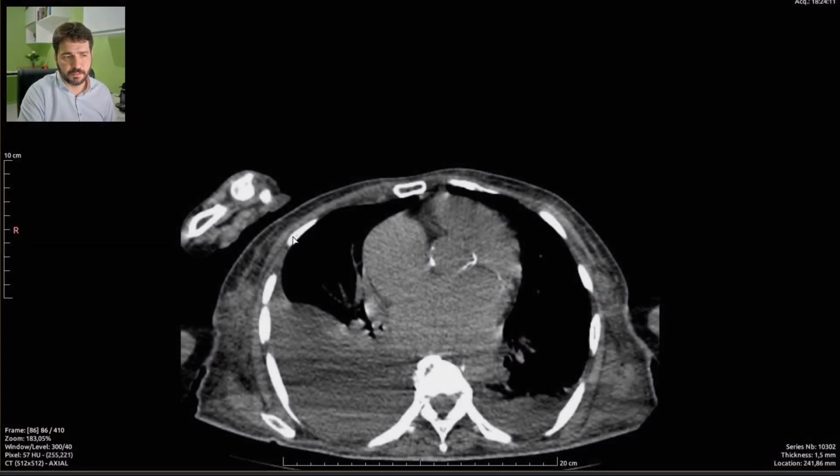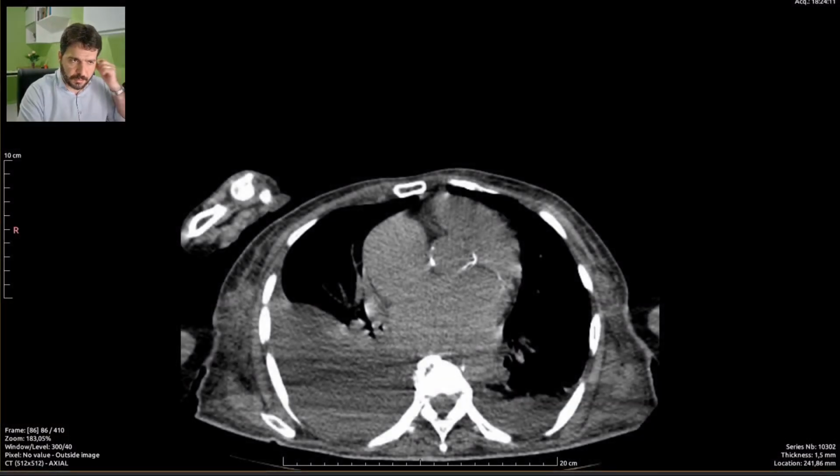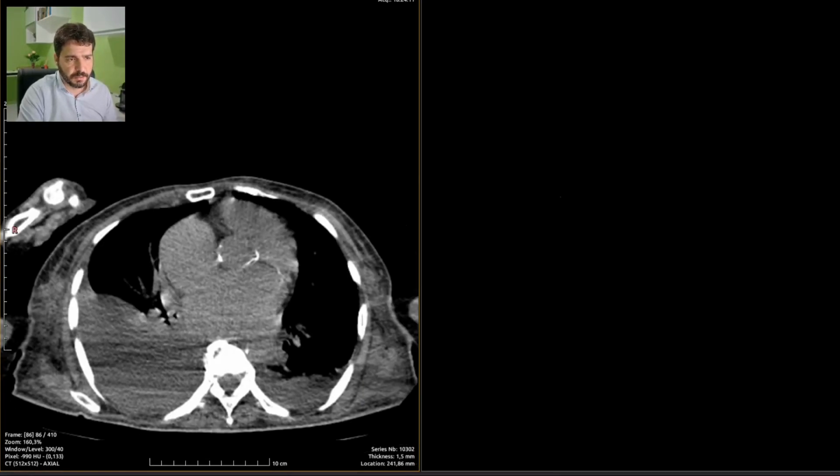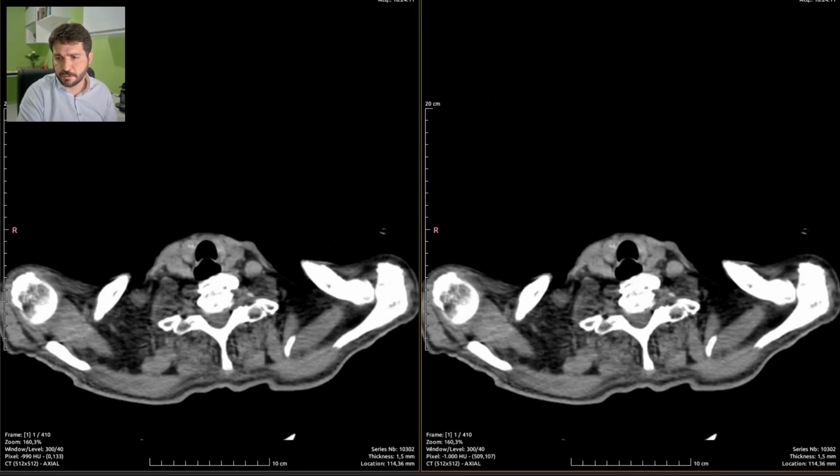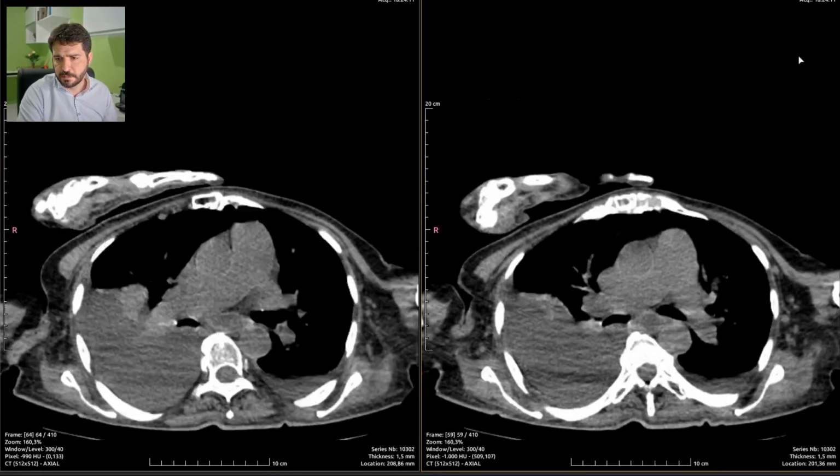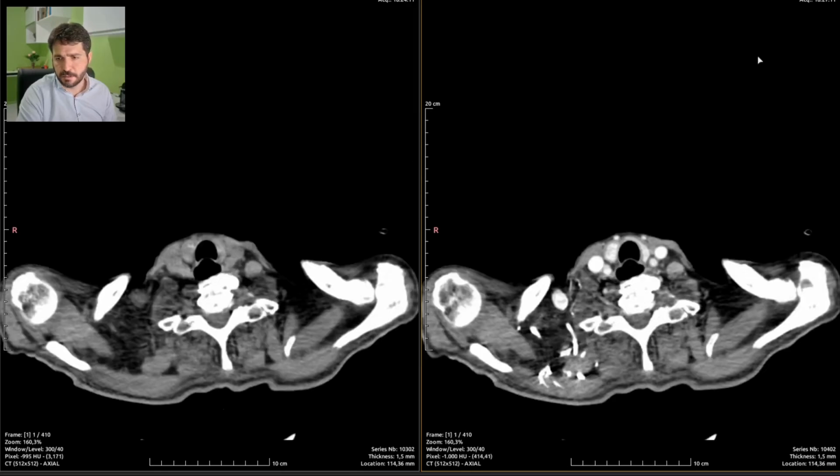for staging of an advanced neoplastic disease. Also, it says it has contrast enhancement. So let's load it. Here are the images. Indeed, there is contrast enhancement. Some sort of enhancement. No contrast enhancement.